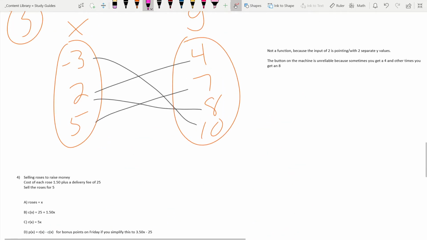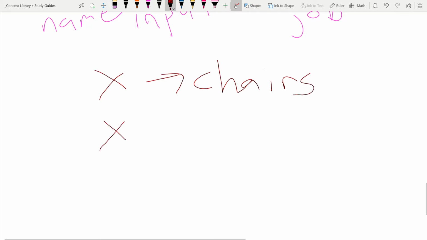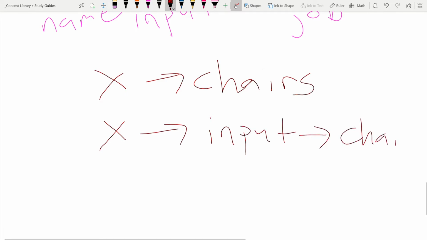So let's see what this is actually talking about. This says that the cost to manufacture is X chairs. So that's important. X is chairs. And since X is in the parentheses, that means X is your input, and those are your chairs.